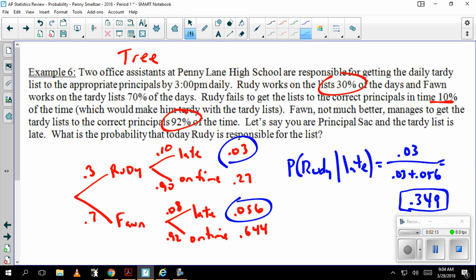So even though Rudy only works on 30% of the lists, if it's late, there's almost a 35% chance that it came from Rudy because Rudy's late percentage is a little bit more than Fawn's.